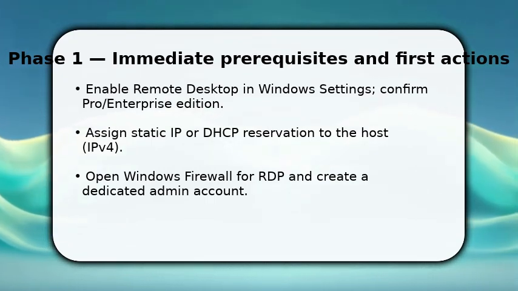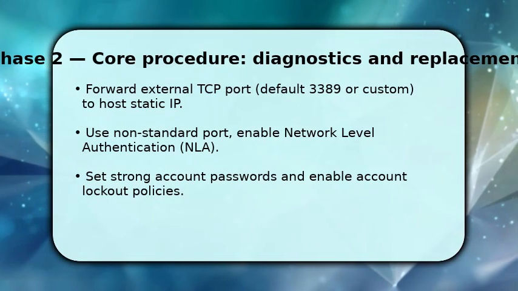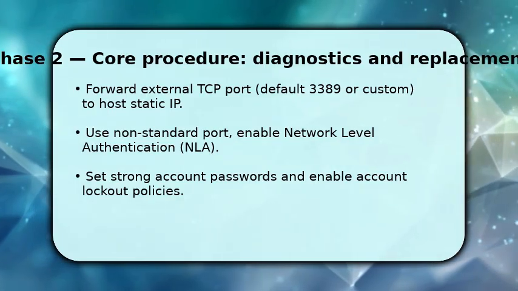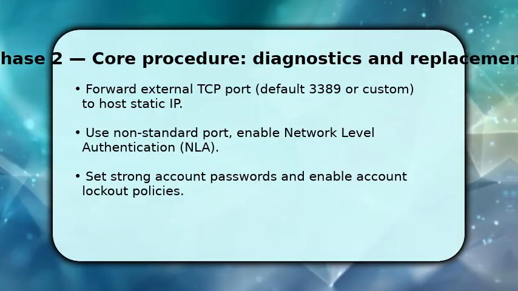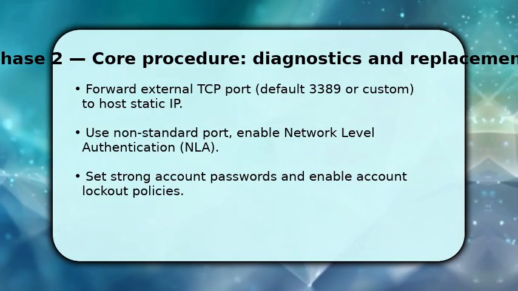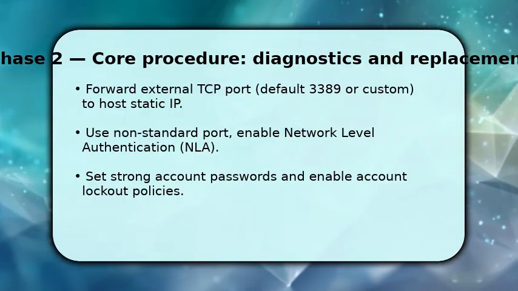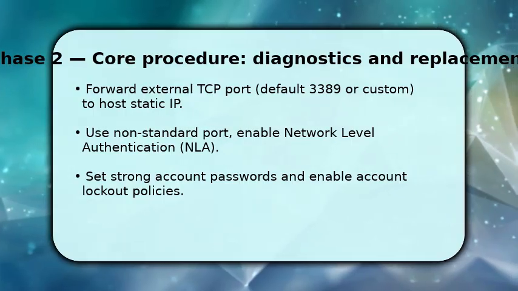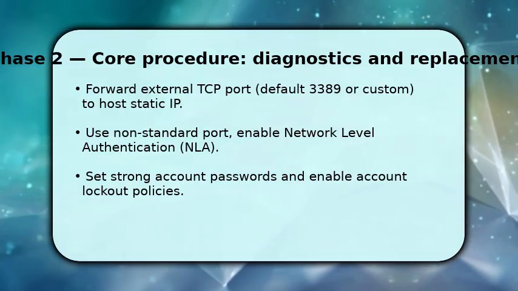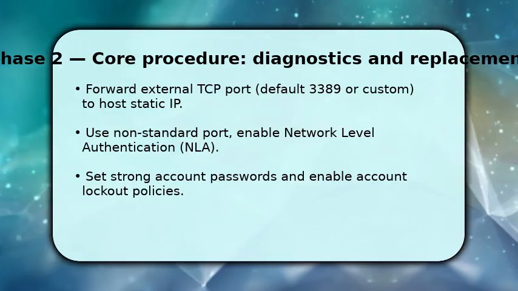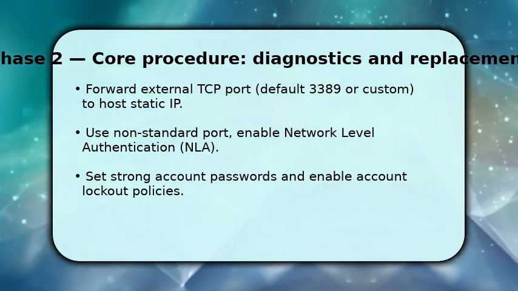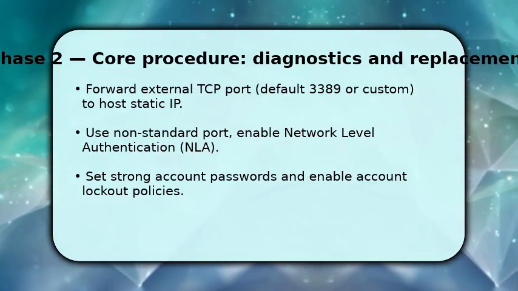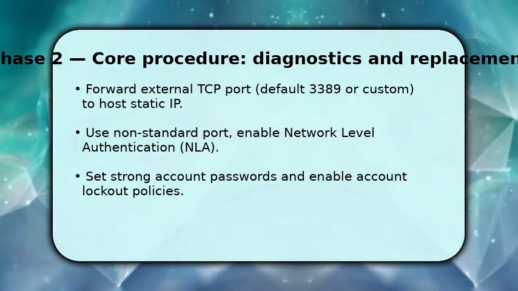Once the host is fixed, configure the router so internet traffic reaches it. Forward an external TCP port, either the default 3389 or a custom high-numbered port, to the host's static IP. Using a non-standard port reduces random scans. Make sure the host requires network-level authentication and that the firewall allows that port. Also, harden accounts with long passwords and lockout policies. This reduces brute force risk. Finally, register a dynamic DNS name if your public IP.